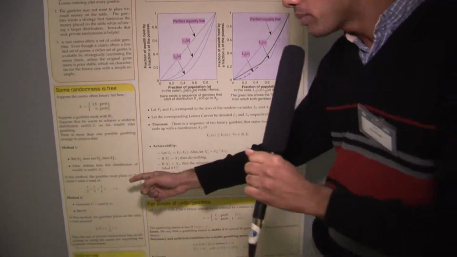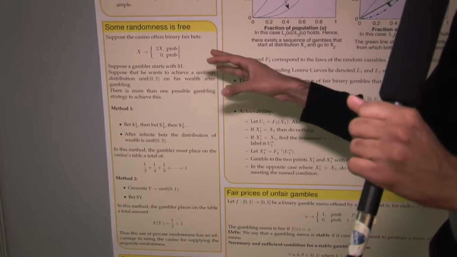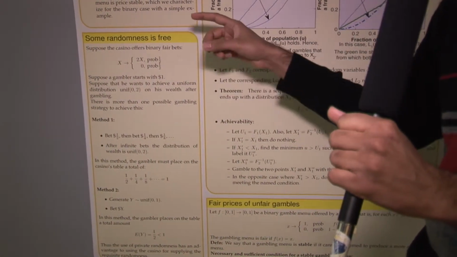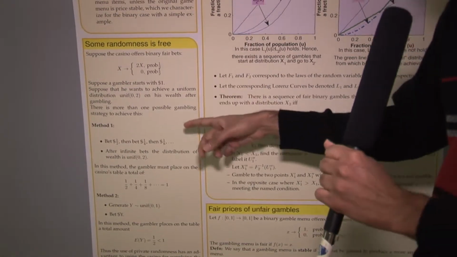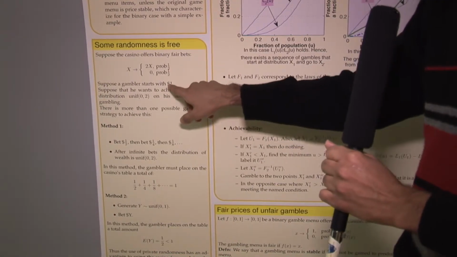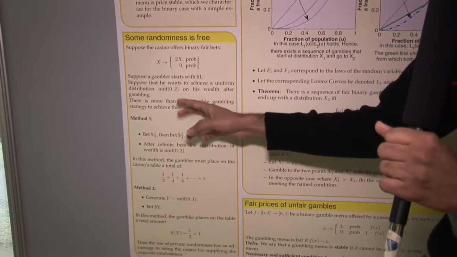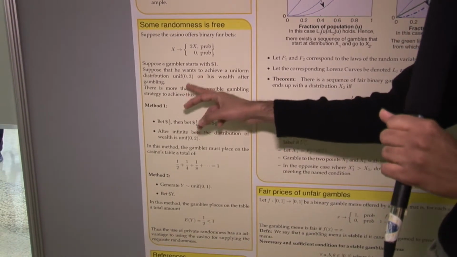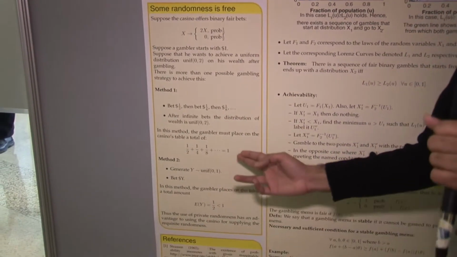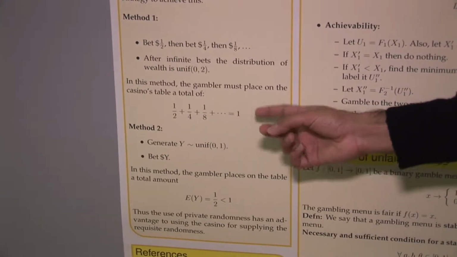Now the second problem that we consider is how we minimize the amount of money we place on the table while going from an initial distribution to a target distribution. So we start with $1, and our target distribution here is a uniform distribution. Our wealth has to be uniformly distributed between $0 and $2. We propose two methods to achieve this target distribution, and we show method 2 is better than method 1.